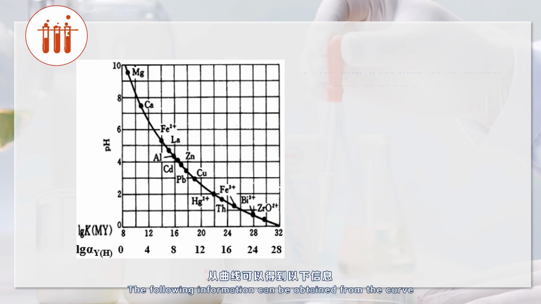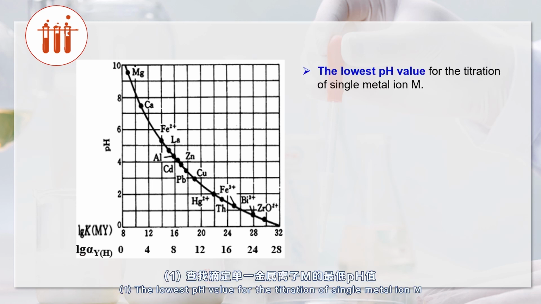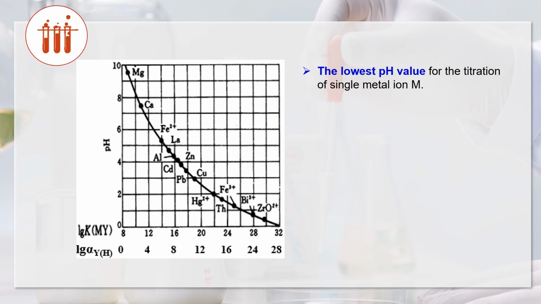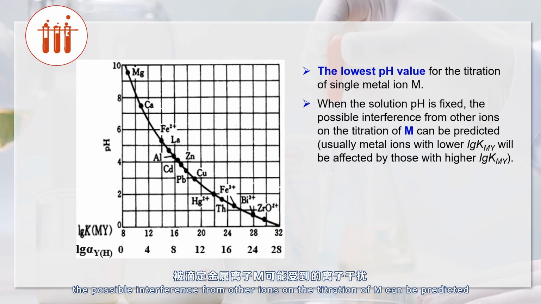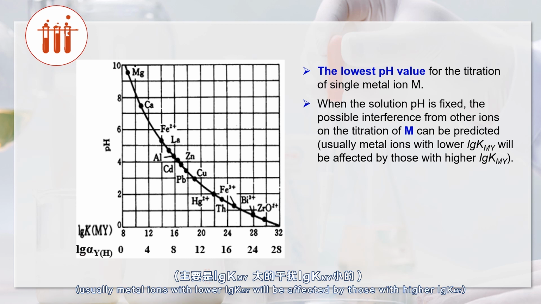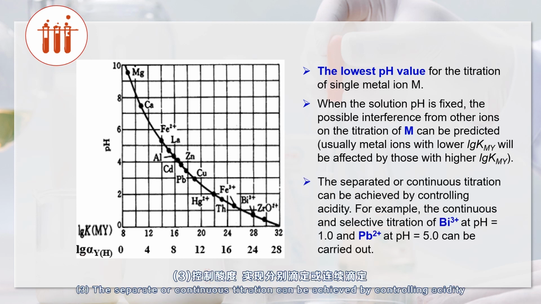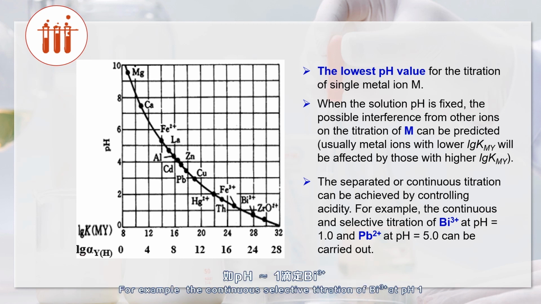The following information can be obtained from the curve. The lowest pH value for the titration of single metal ion M. When the solution pH is fixed, the possible interference from other ions on the titration of M can be predicted. Usually metal ions with lower log KMY will be affected by those with higher log KMY. The separate or continuous titration can be achieved by controlling acidity. For example, the continuous selective titration of bismuth ion at pH 1 and lead ion at pH 5 is carried out.